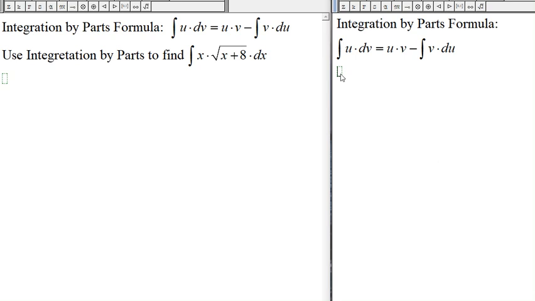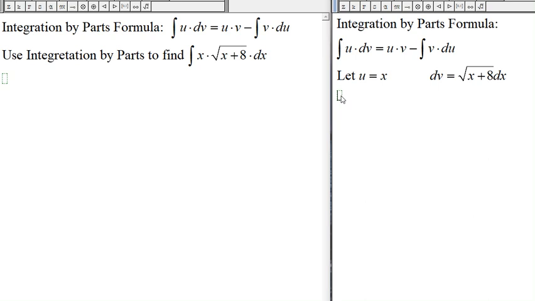For this particular problem, we'll go ahead and let u be x. So we choose to let u be x, and then this part will be dv. So this is u, this is dv. Now we've got u and we've got dv. To get the solution, we also need to find v, and we also need to find du.